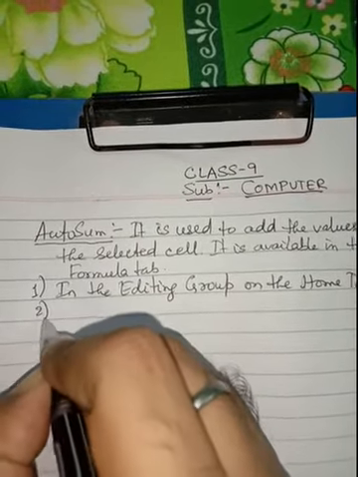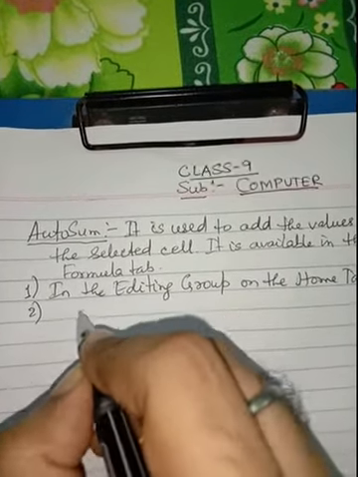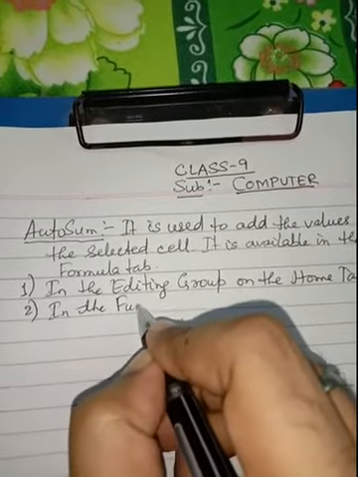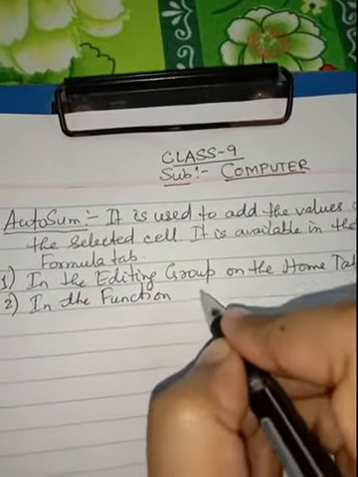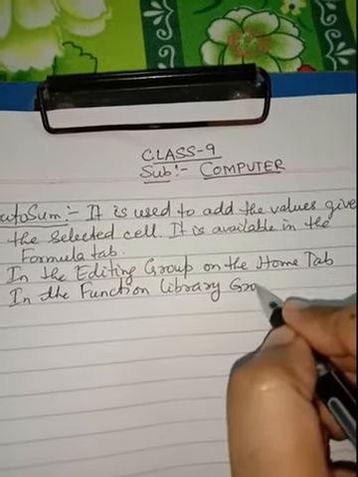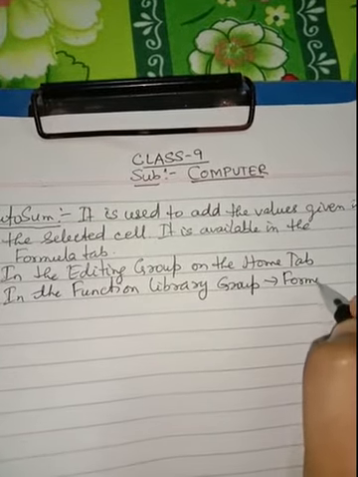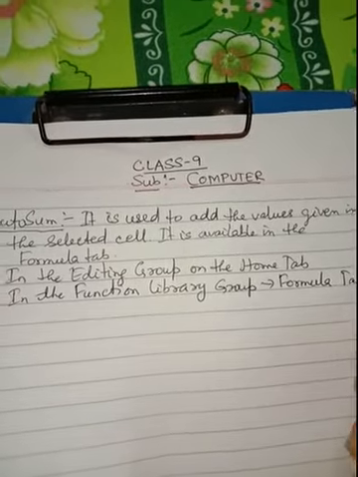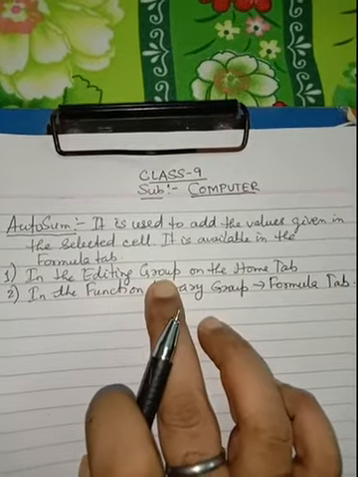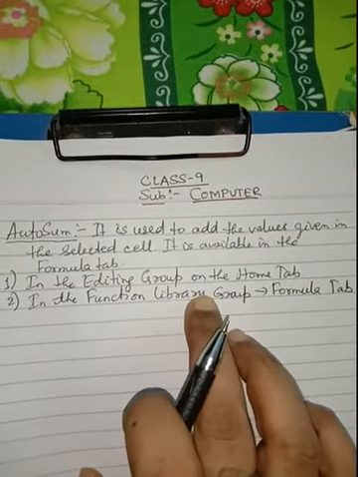Number two, where do we find it? In the Function Library group on the Formula tab. So these are the two places where we can find the AutoSum button: in the Editing group on the Home tab, and in the Function Library group on the Formula tab.